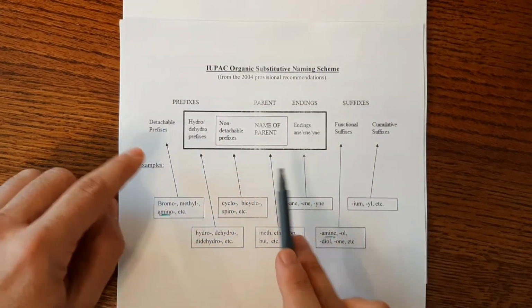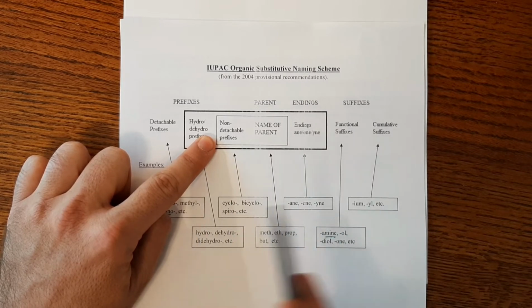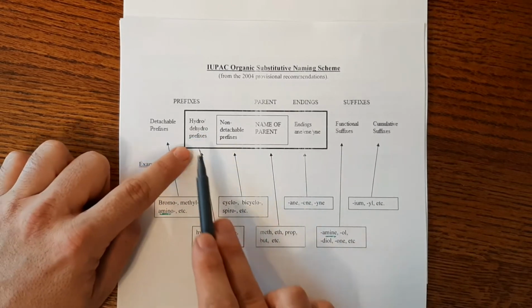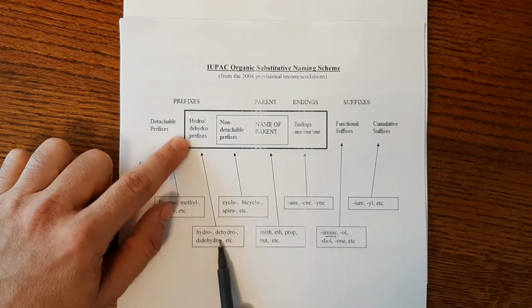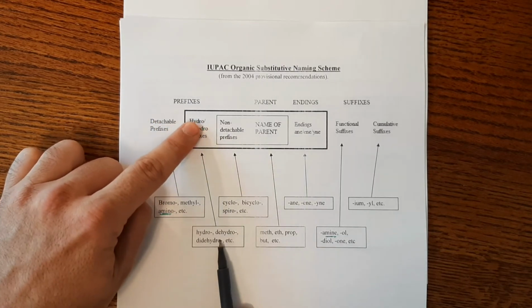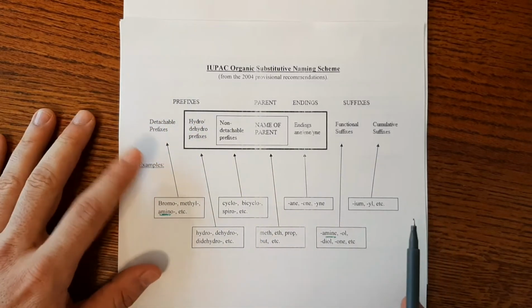Then you have some non-detachable prefixes. That's like cyclo if the molecule is in a ring instead of a chain or branching. And hydro, dehydro, you'll learn about that a little bit later, so I won't give that one away. That one's probably pretty rare. You could probably do without ever learning that, even in this class. It'll only come up once, I think, in this course.